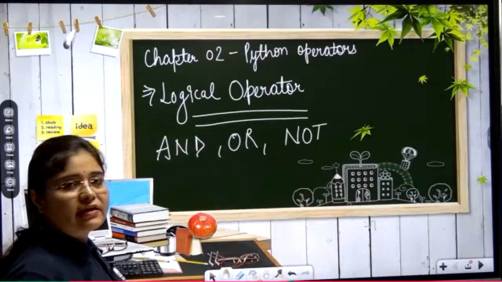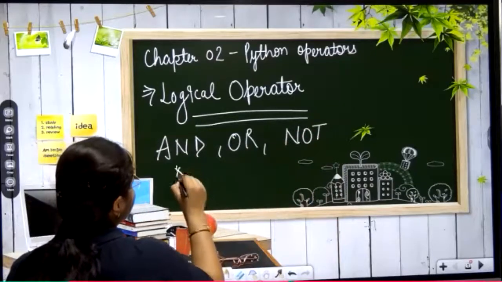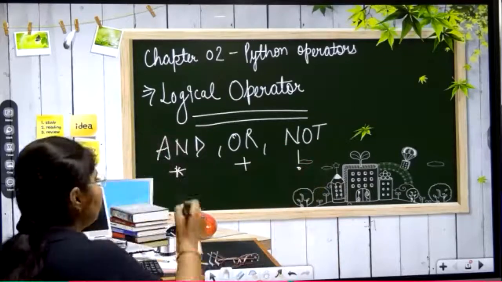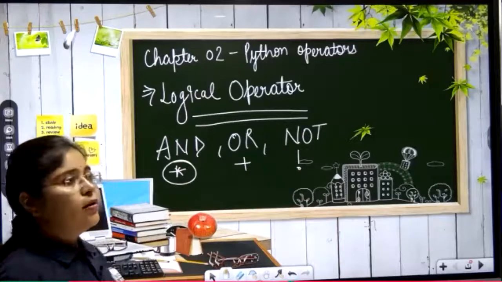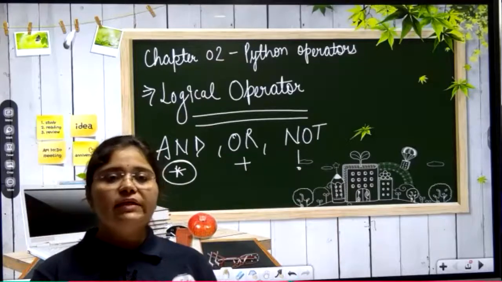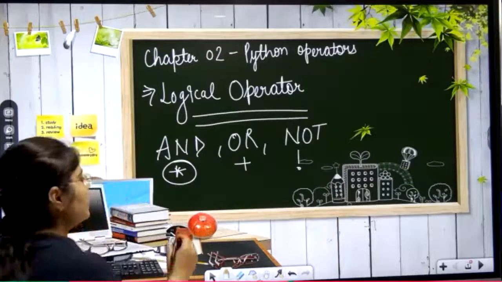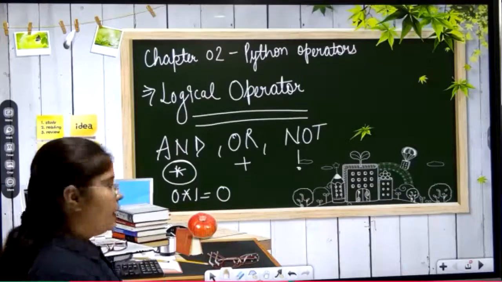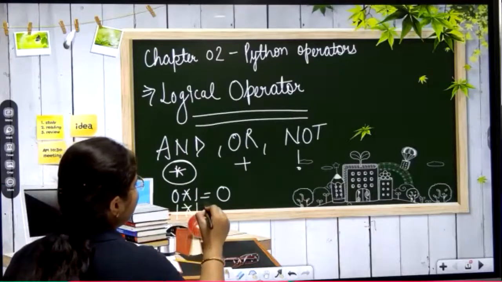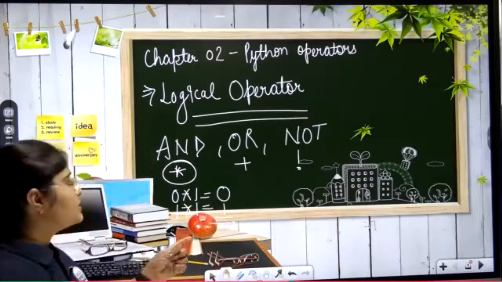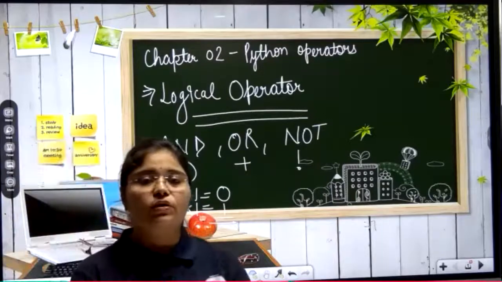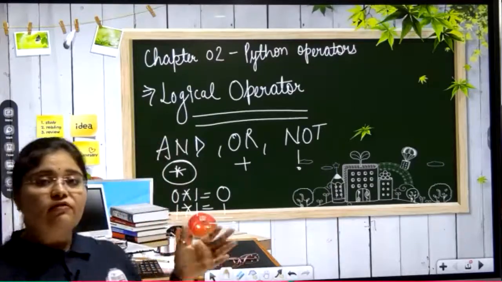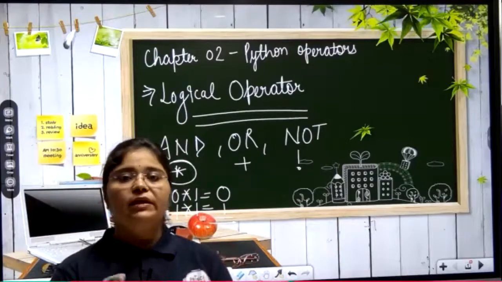Okay, so you can consider and as multiplication, or you can consider or as addition, and not is the inverse. Now what is the meaning of this multiplication? Means here the input or result will be 0 or 1 only. So if you multiply 0 with 1, the result will be 0 only, and if you multiply 1 with 1, then only the result will be 1. From this example, what we have to understand is that if both or all the conditions are true, then only the output will be 1. If any of the conditions is false, the result will always be false.